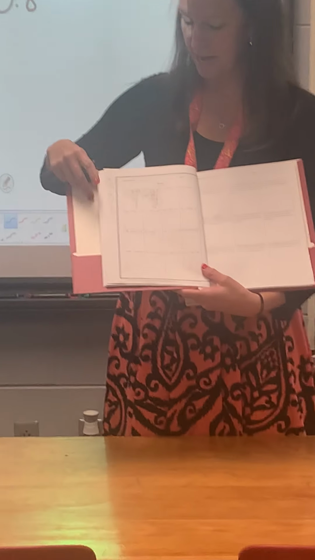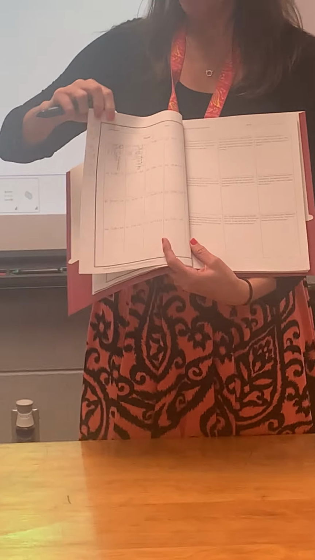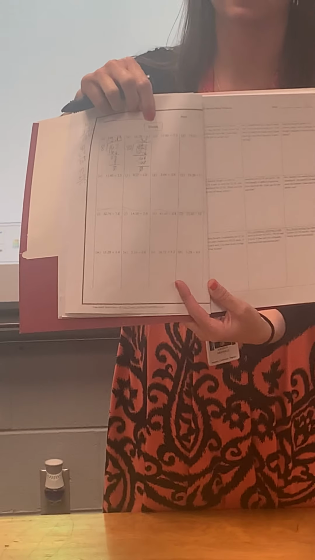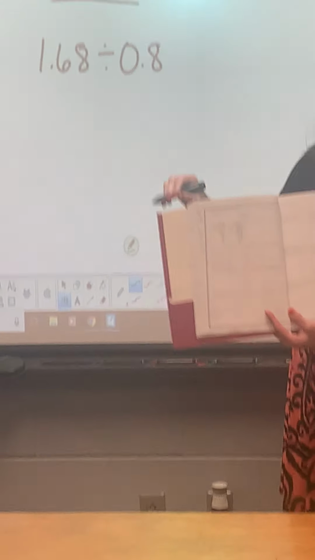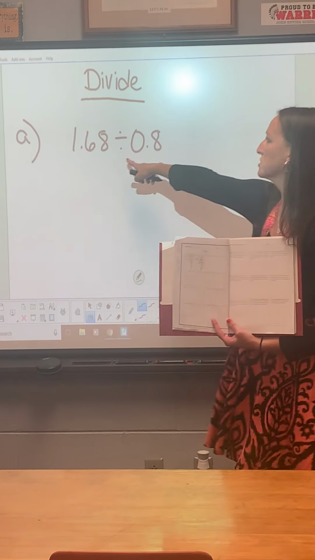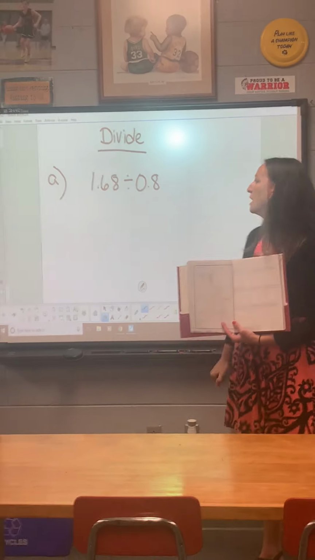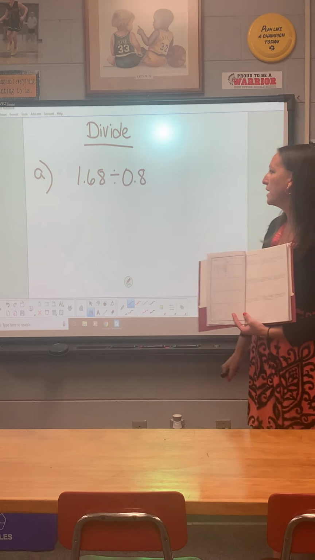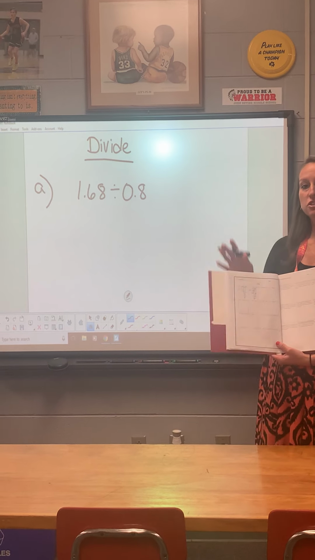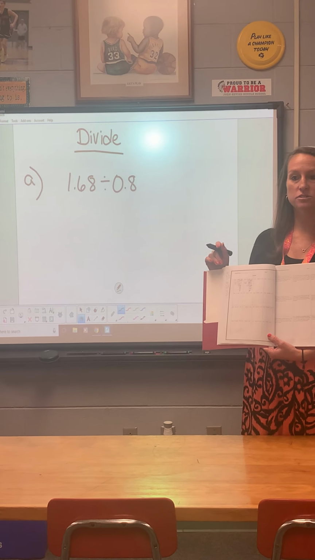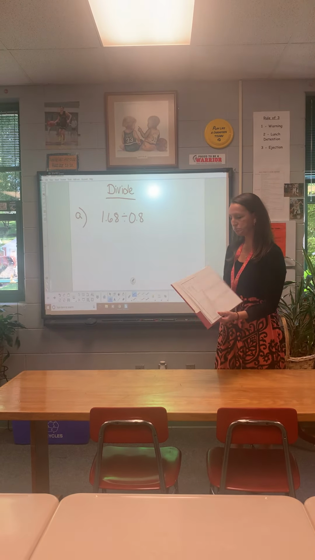So you're on the next page in your folder. It says just divide at the top, okay? But your first problems are not labeled 1, 2, 3, 4. They're labeled A, B, C, D, and so on. Your first problem should look like this, okay? It says 1.68 divided by 0.8, right? So if you need to, pause the video, get yourself situated, and make sure you're ready to go.